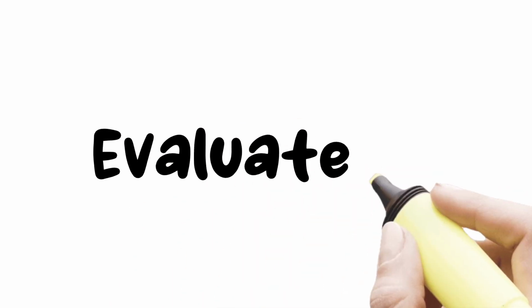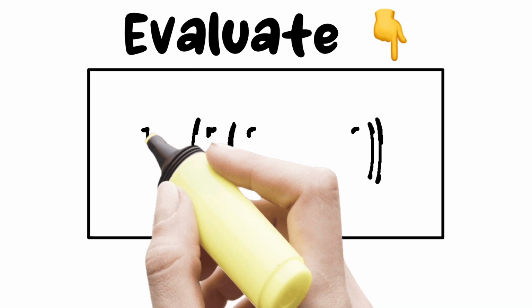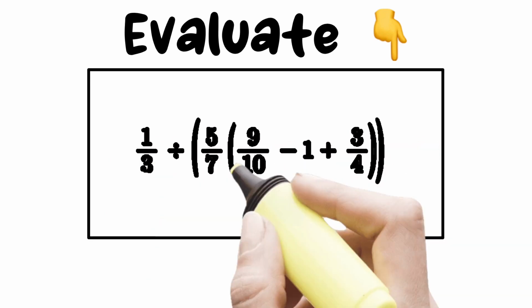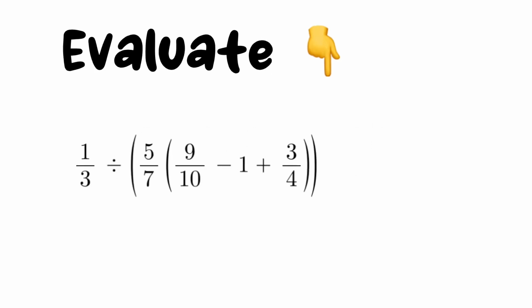What if you were told to evaluate 1/3 ÷ [5/7 (9/10 − 1 + 3/4)]? First, we take note of the BODMAS rule, which says bracket first. Hence, we start from the inner bracket.